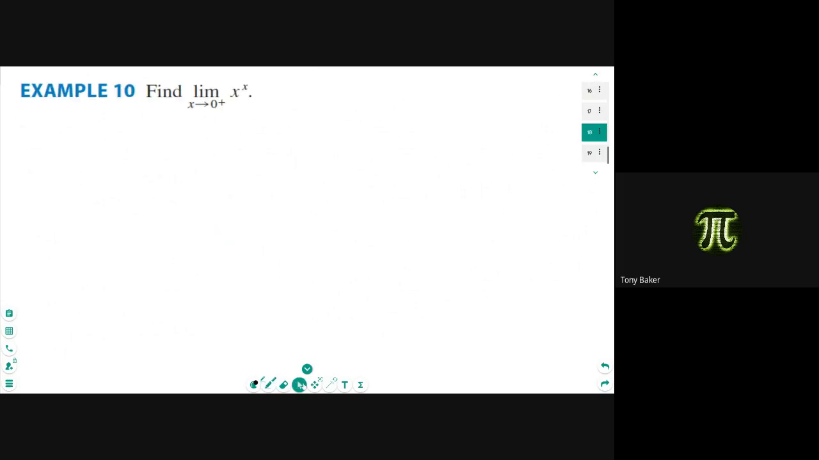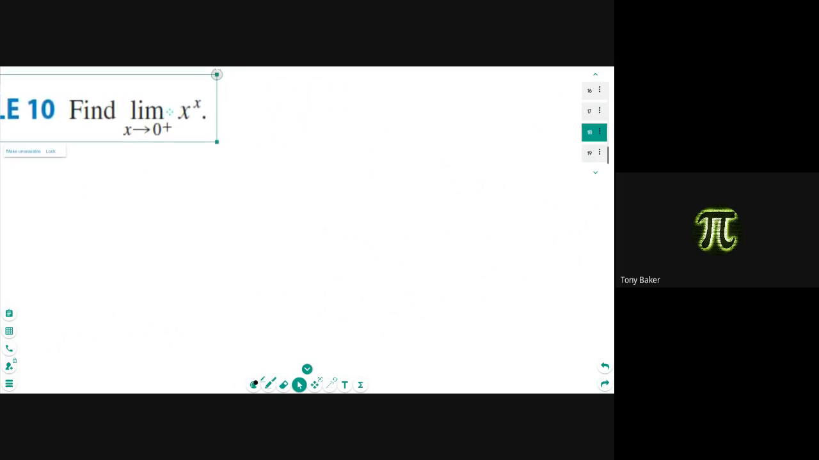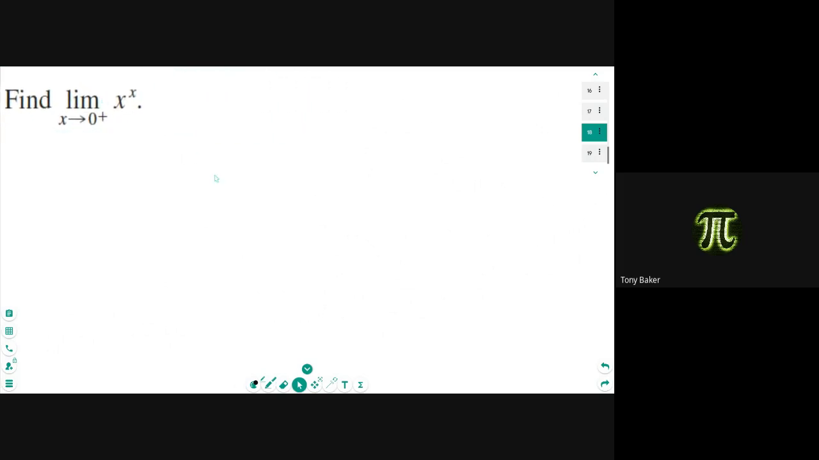All right, last brain teaser for the day. I'll give you a hint. You need to use e's and ln's. In some way and form, you're going to have e's and ln's in your problem.